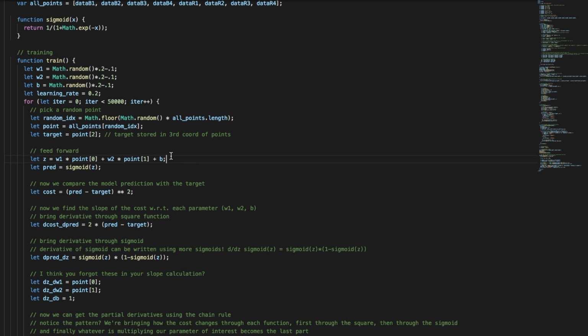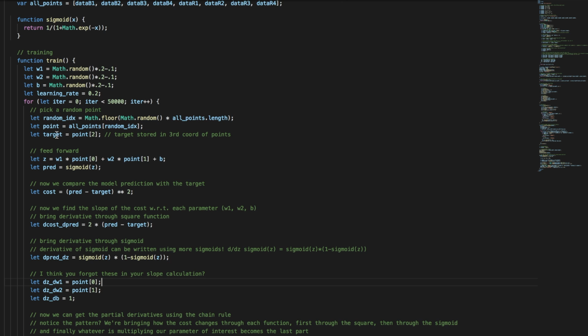Now we want to know, how does z change when W1 changes? And that's this variable here. Well, it changes by whatever point 0 is. Because you can see, if we thought of the slope of this just concerning W1, we can forget about all this stuff out here, and we can see that for a small change in W1, we're going to get a small amount of point 0. So the way that z changes with W1 is by point 0, or the first feature of our flower, you know, point indexing in here, 0 is the first feature of our flower.